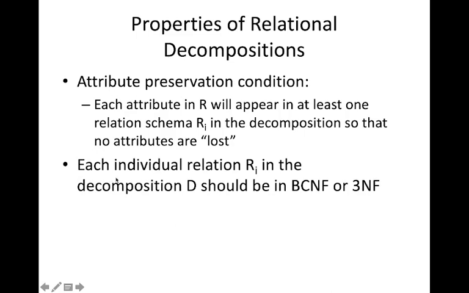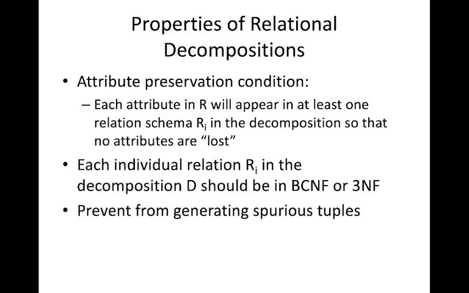So this is a condition. Another thing: each individual relation Ri in the decomposition D should be in BCNF or 3NF. So we should try to normalize each relation. When we decompose into R1, R2, etc., each individual relation should be in BCNF or at least in third normal form. So that's another property.